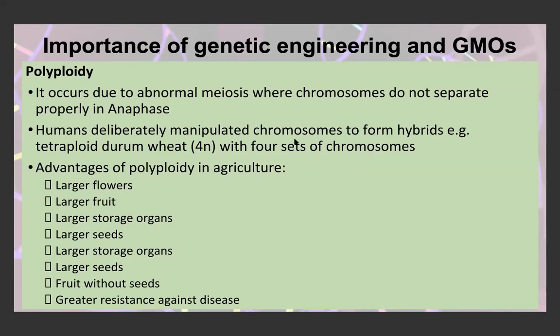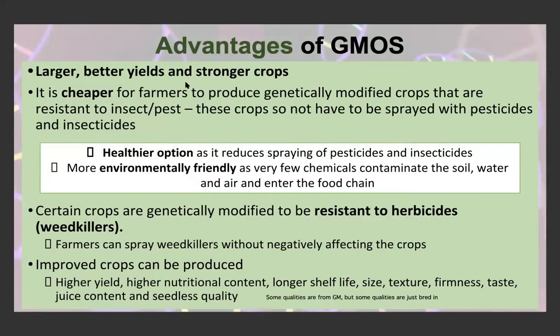Some of the advantages of being polyploid is that the plants will have larger flowers, larger fruit, larger storage organs, fruit without seeds, or greater resistance against disease. So some of the advantages of GMOs in general, it doesn't necessarily have to be polyploidy, is that the plants may have larger, better yields and stronger crops. This means that it's a lot cheaper for farmers to produce these plants, because per every plant, there would be more fruit or more flowers or whatever it is.